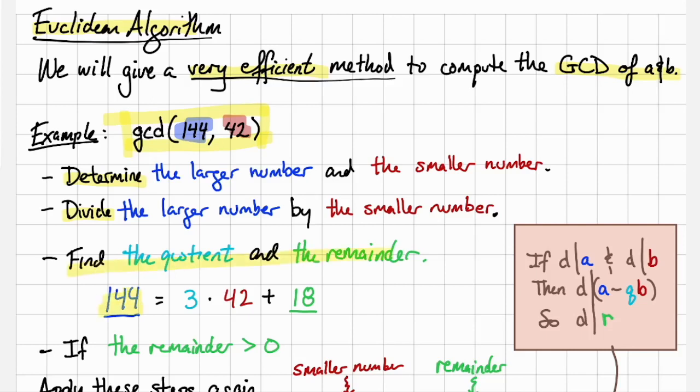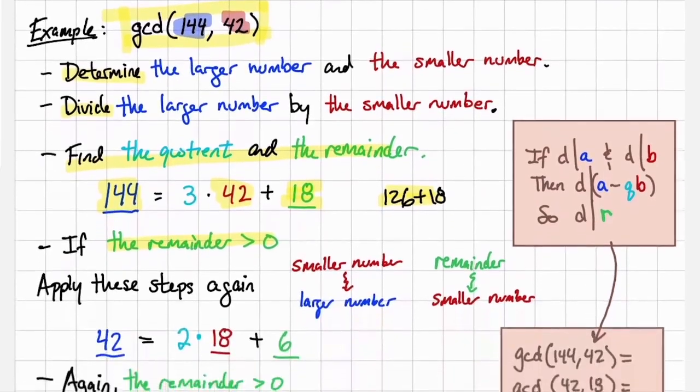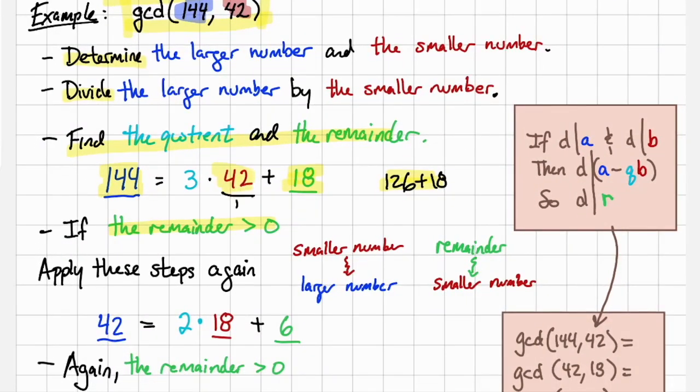So we take 144 and we see that's 3 times 42, that's 126, and the remainder is 18 because 126 plus 18 is equal to 144. So now we look at the remainder. This remainder is bigger than 0, and so we apply the steps again. We take the smaller number and have it take the role of the larger number, and now we take the remainder and have it take the role of the smaller number.